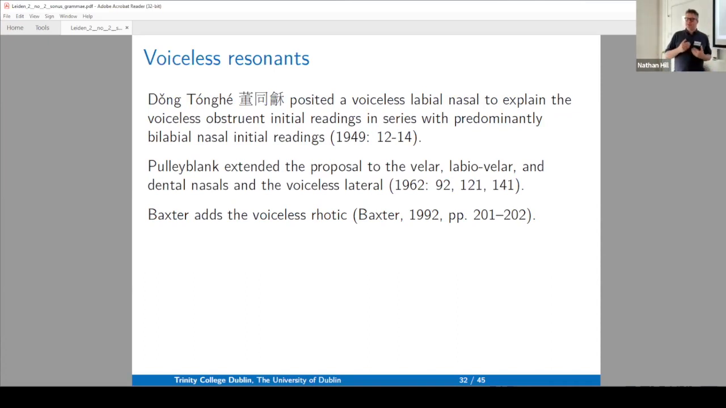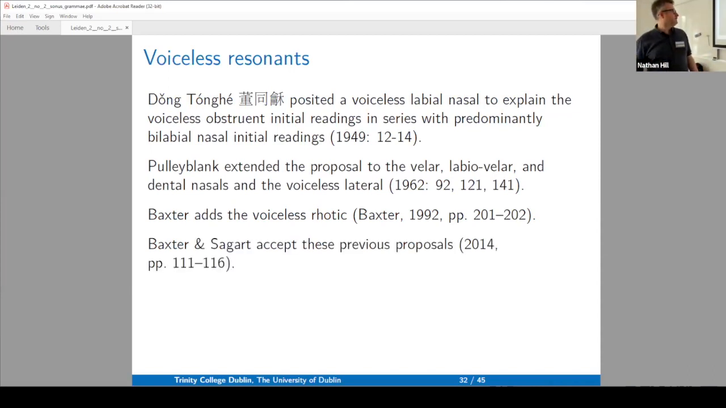And so I actually think that the exercise we just did, although I started with the velars rather than the labials, sort of models the history of the discipline: someone comes up with an idea for a specific situation, and then someone sees that there's an analogous use that can be put to the analogous idea. Okay, so that's it for voiceless resonants.